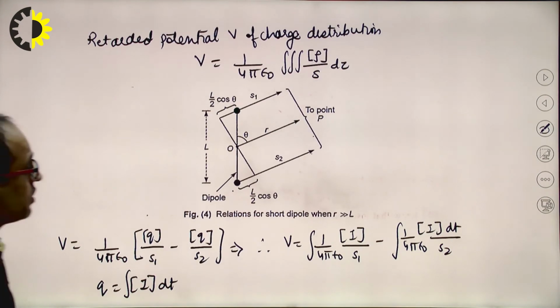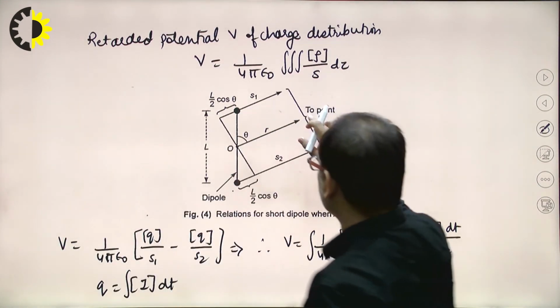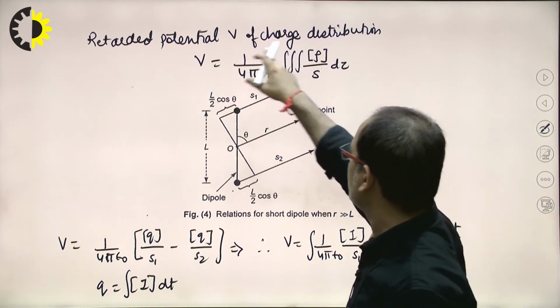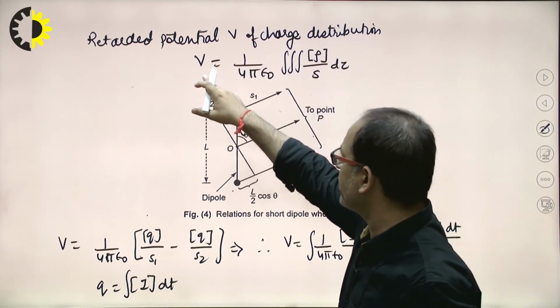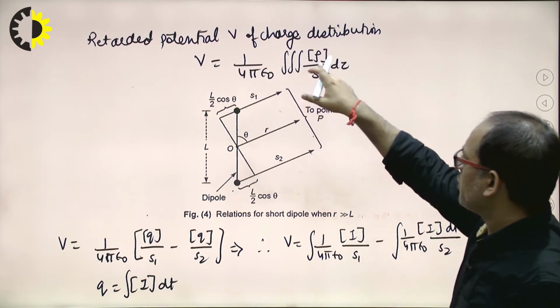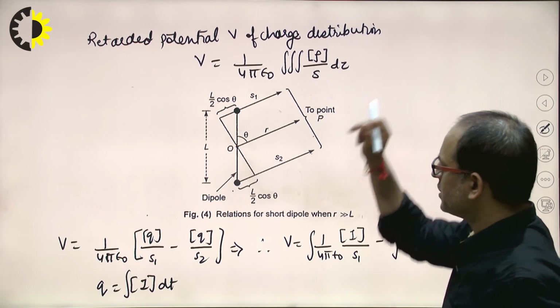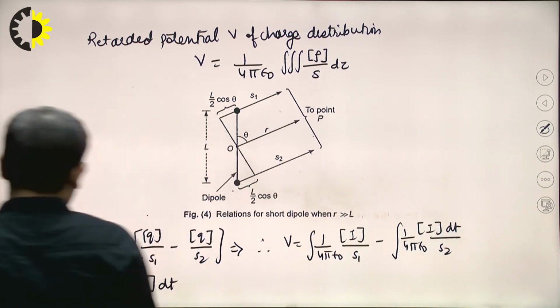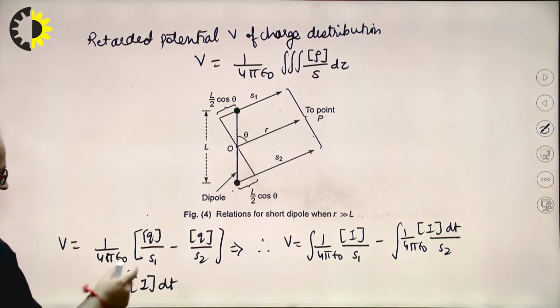Now I want to calculate the V potential at point P. So the retarded potential of a charge distribution, we know, is 1 upon 4 pi epsilon, volume integral of rho divided by S dz. Clear? So for calculating V, we should know about the charge Q.